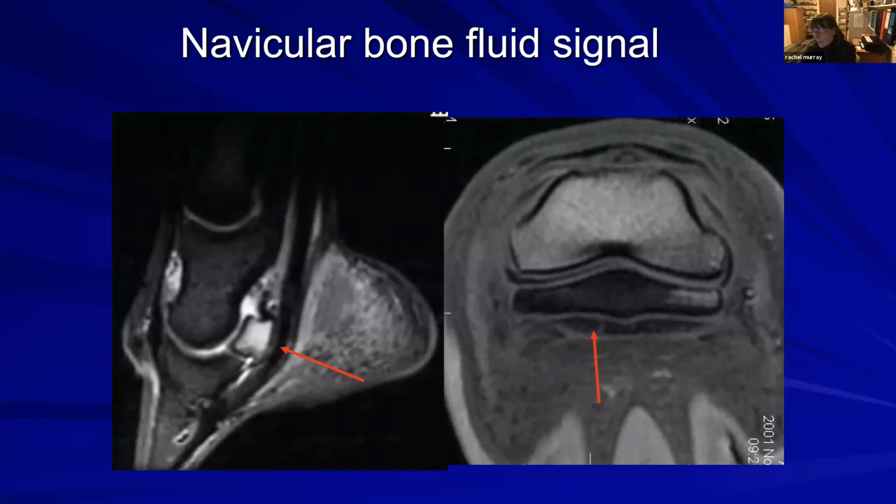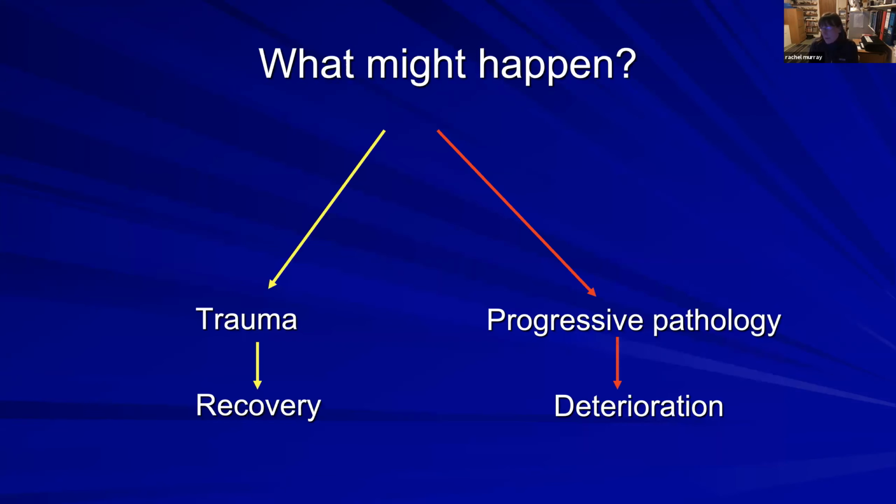So why might it be useful to look at this with repeat MRIs? When we are looking at fluid signal in the navicular bone, what might happen to this? If we have an acute trauma or an overloading, we may end up with a trauma, microfracture, bruising of the bone, which then ends up in recovery of the bone, which can happen really very rapidly. So we may see this recovery within a month or so, and then this gives us a much better idea of the prognosis for the horse.